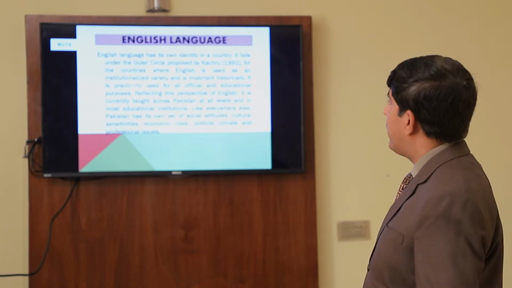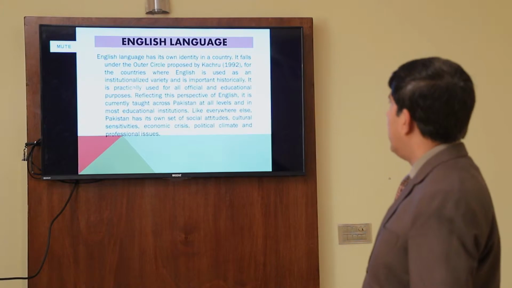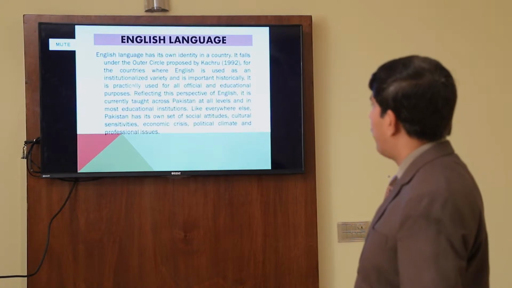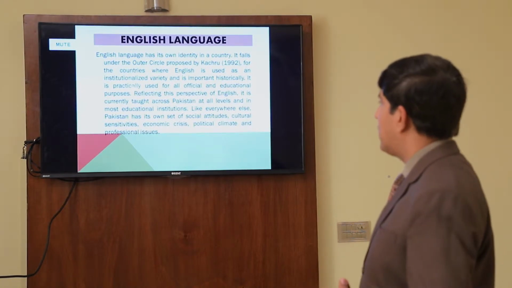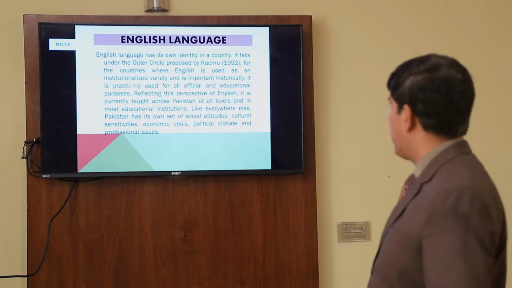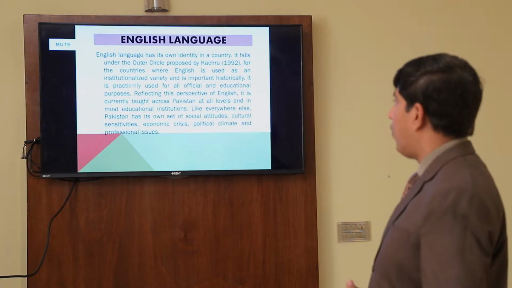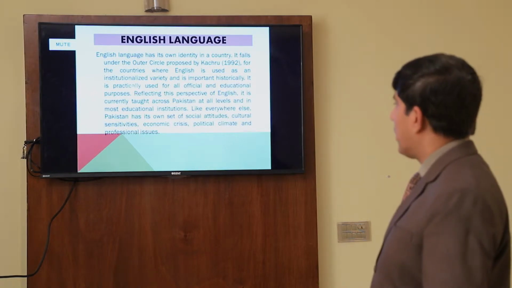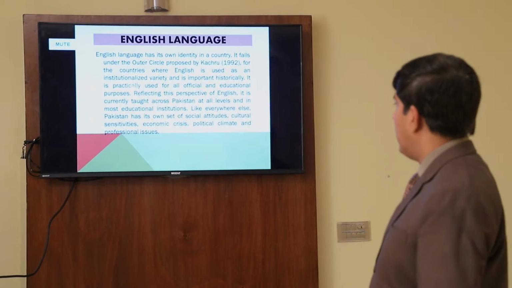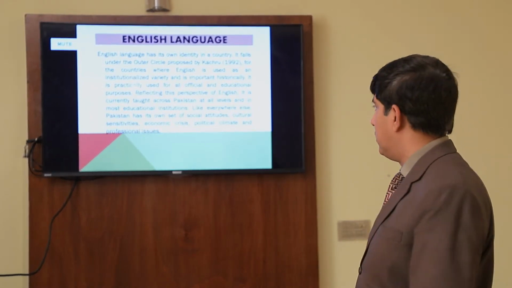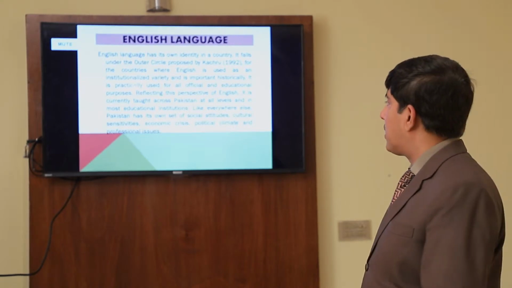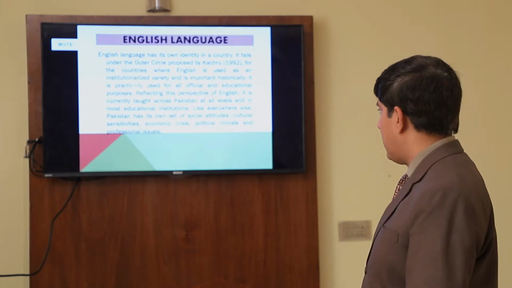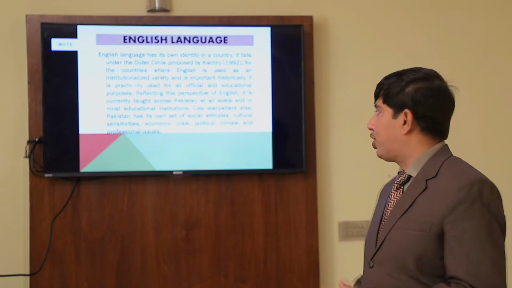In fact, the English language has its own identity in our country. It falls under the outer circle proposed by Kachru, for the countries where English is used as an institutionalized variety and is important historically. It is practically used for all official and educational purposes. Reflecting this perspective, it is currently taught across Pakistan at all levels and in most educational institutions. Like everywhere else, Pakistan has its own set of social attitudes, cultural sensitivities, economic crises, political climate, and professional issues.